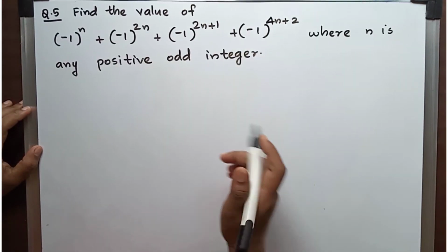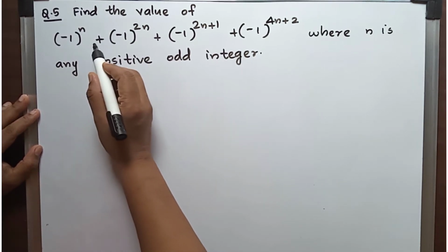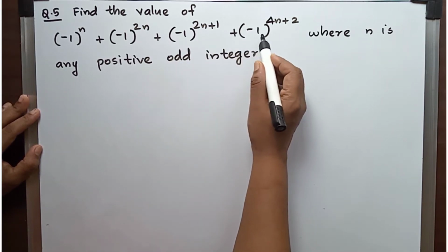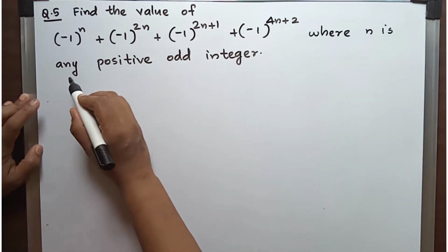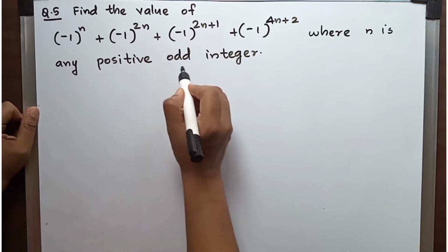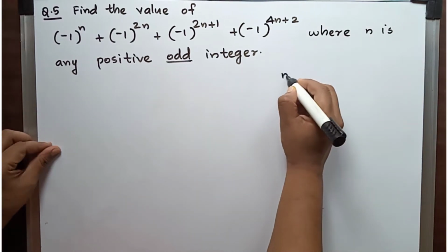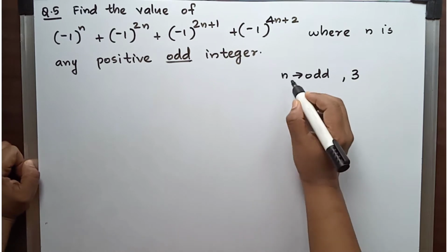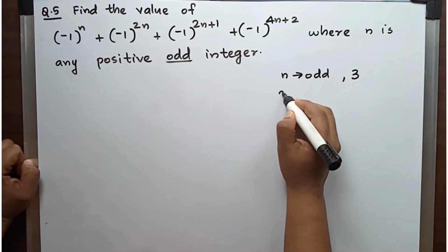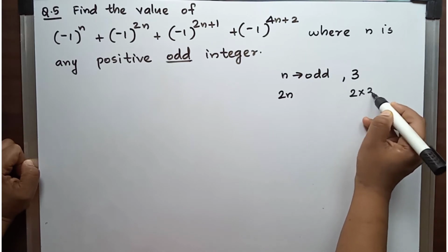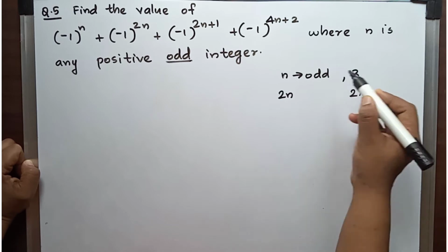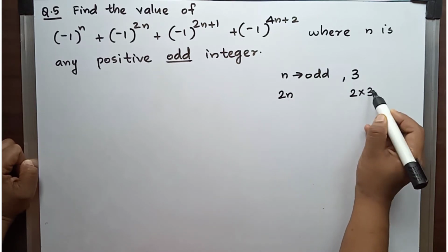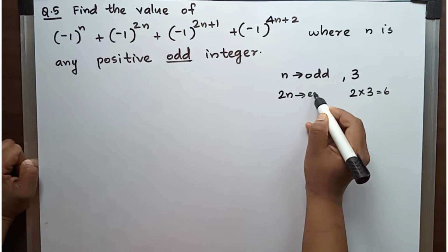This is our fifth question. Find the value of (-1)^n + (-1)^2n + (-1)^(2n+1) + (-1)^(4n+2), where n is any positive odd integer. Okay, n is odd. Let us take 3. For an example, n is taken as 3. Then, what is 2n? 2n means 2 into 3. See, I have taken 3 in place of n. Anyways, 3 is odd, no? Then what will be 2n? 2 into 3 is 6. Is it odd? No, it is even.